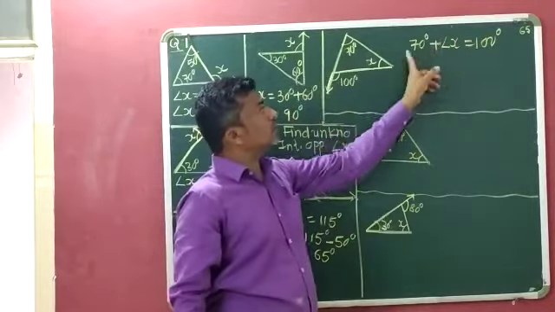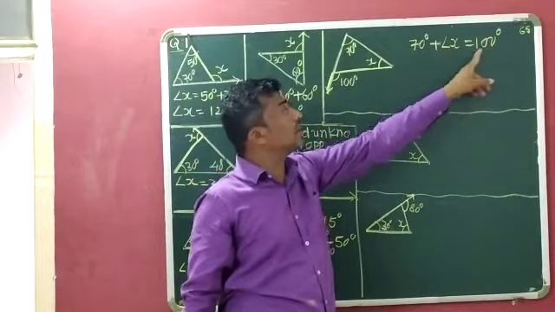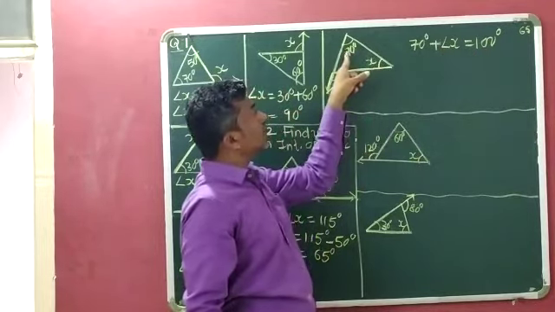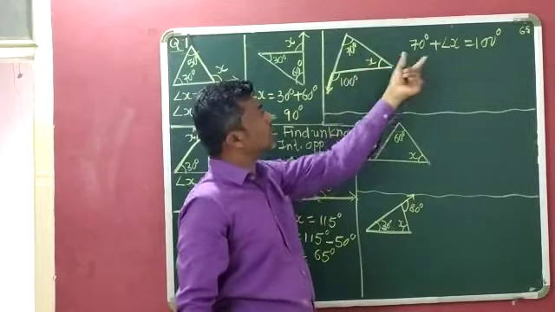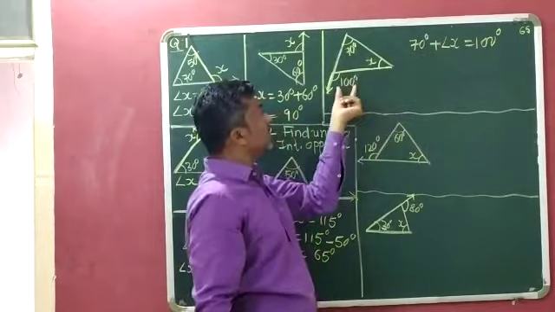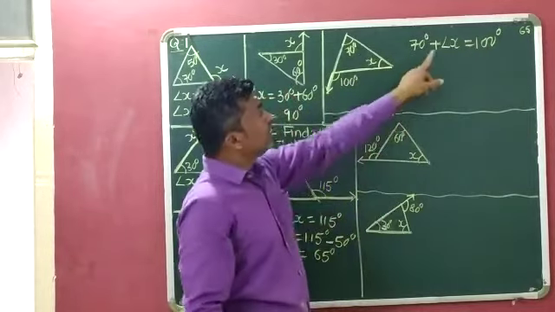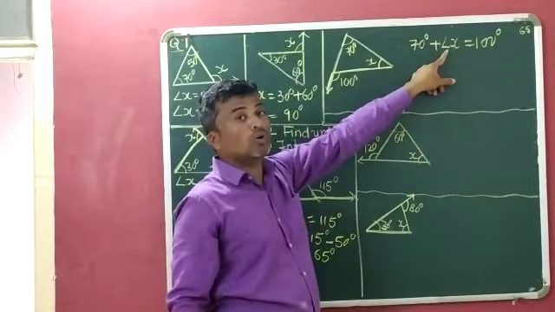See here, the sum of interior opposite angles is equal to the exterior angle. Here the interior opposite angles are 70 degree and angle X. So 70 degree and angle X sum we have to do, and the exterior angle is equal to 100. So it is equal to 100. Here we have to identify the value of X.